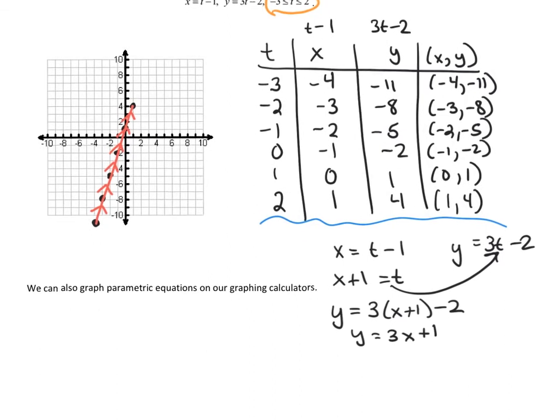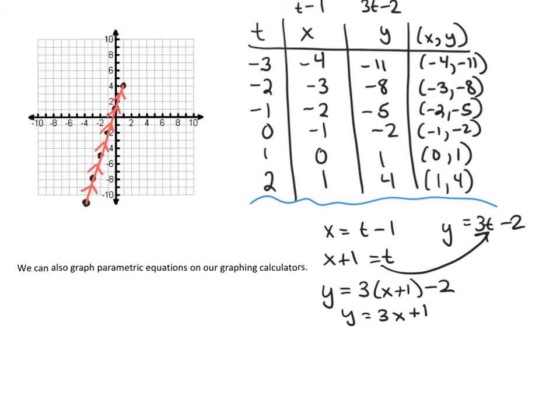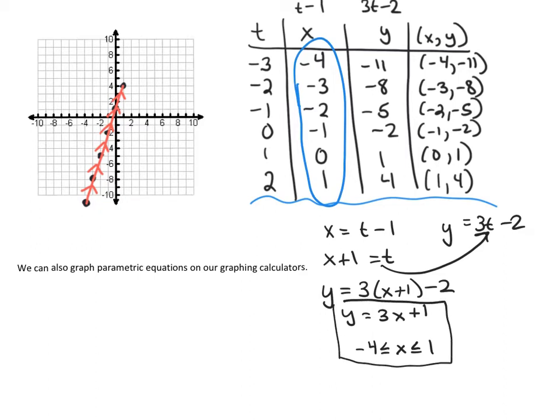So that's going to be 3x plus 1. Now, the only difference is, remember, this equation would go on forever and ever. This is a line that's infinitely long, but our line only stops here and starts there. So I'll define this to say, if I look at my x's here, my x's only go from -4 to 1. So I will restrict this to only have x's between -4 and 1. So this would have the same equation as this one. It just wouldn't have the orientation and the direction.